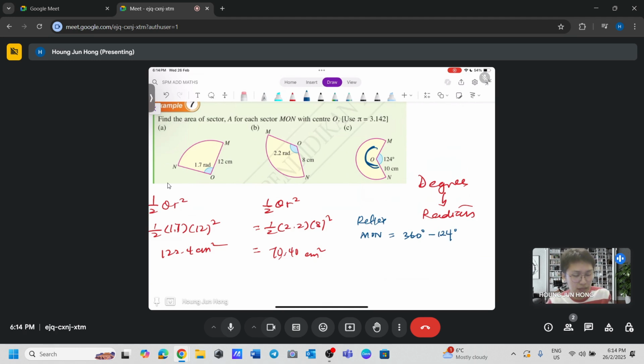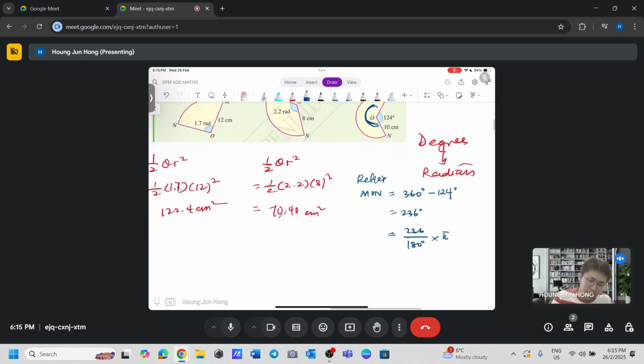Okay, the total minus the half you have, then you get 236. Right, then again, like I said, we don't work with degrees. Before you put into the formula, again, it's about the formula, because the formula says radian. So before you put into the formula, you have to convert it to radian. It should be very simple, convert to pi. Pi is given as 3.142. Then you get 4.12 radian.